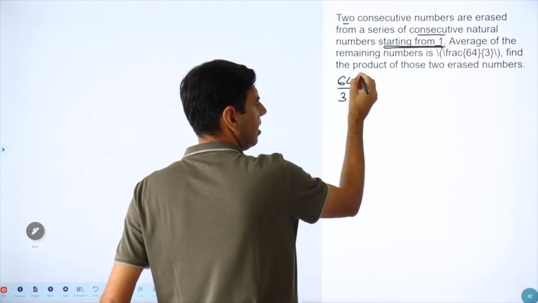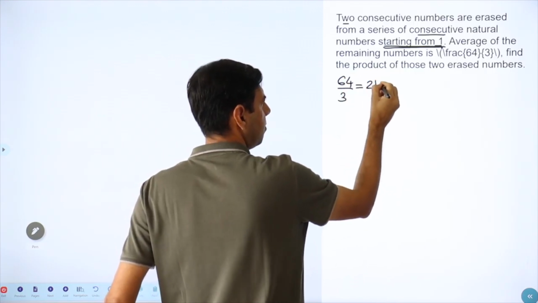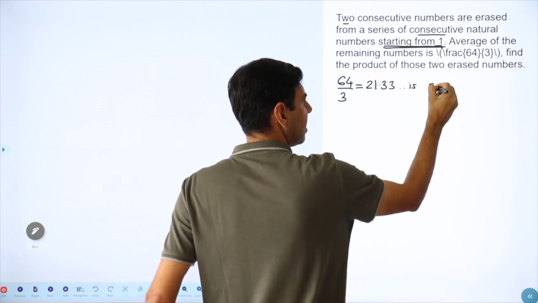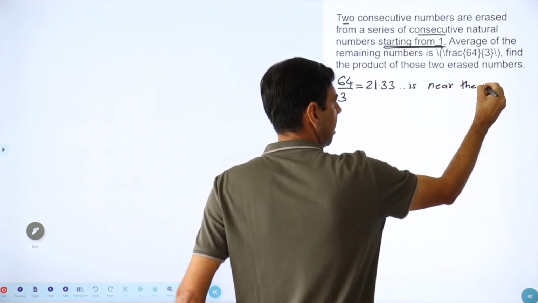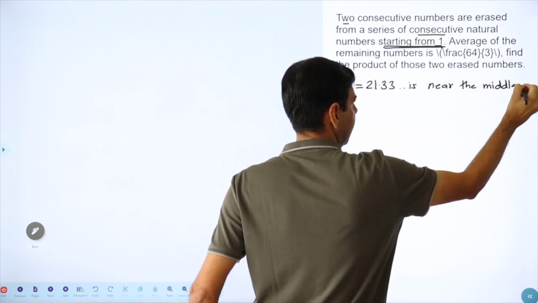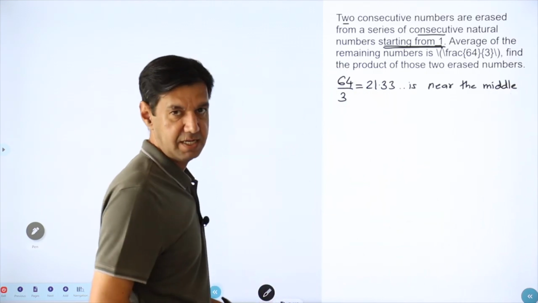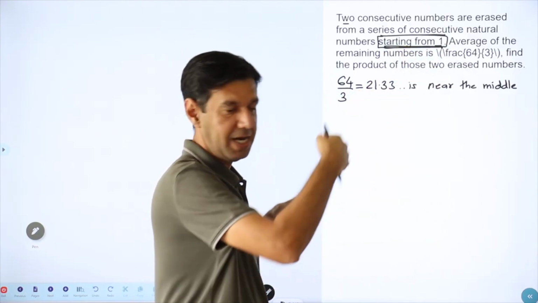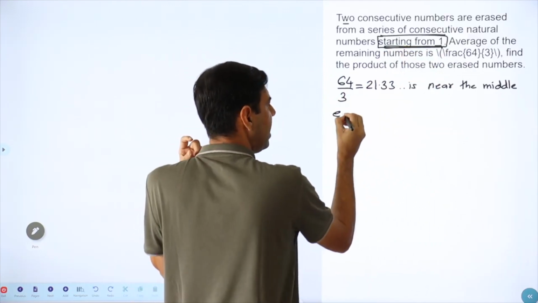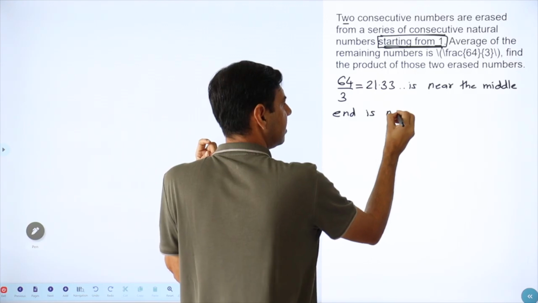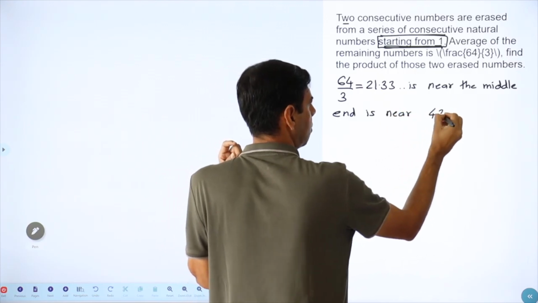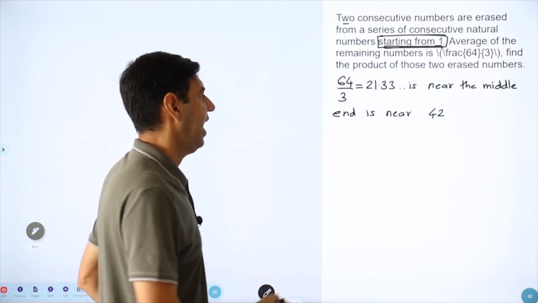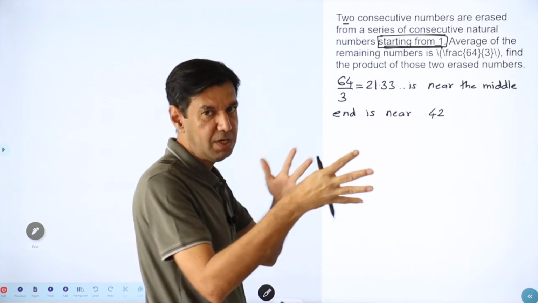So 64 by 3 decimal-wise is 21.33. Okay, so this is around near the middle, because average is near the middle. And if 21.33 is in the middle, knowing that it starts from 1, you cannot ignore this. So from 1, the middle is 22. So what this means is the end is near 42 or so. Approximately, you don't have to worry about 42.6666. The end. So it is written from 1 to roughly 42.